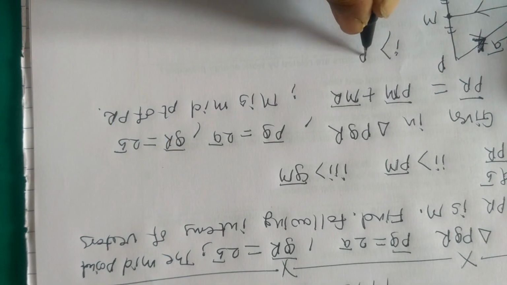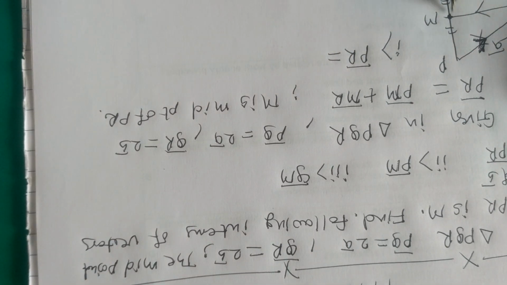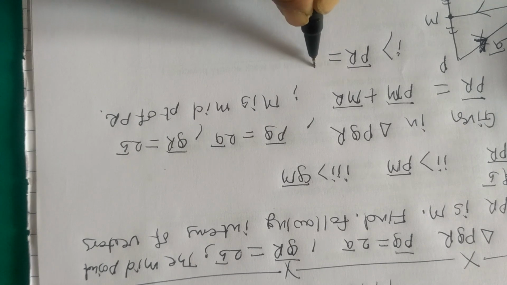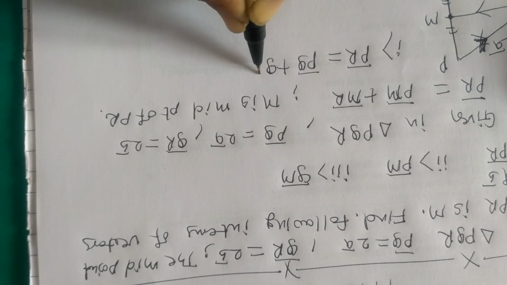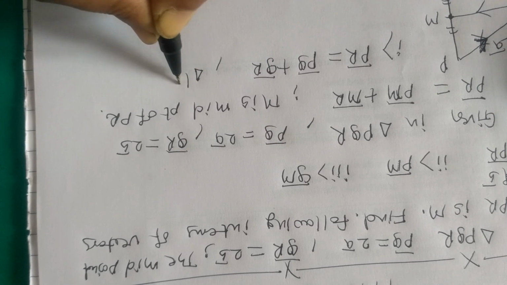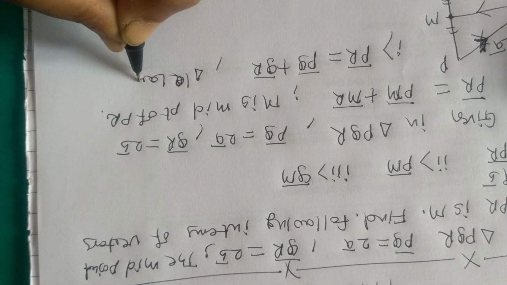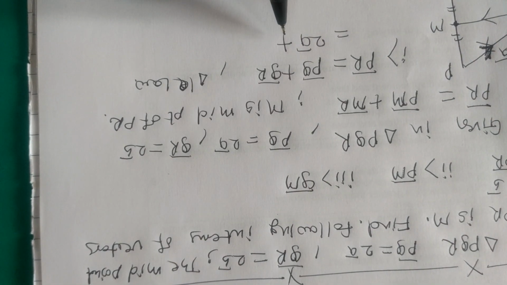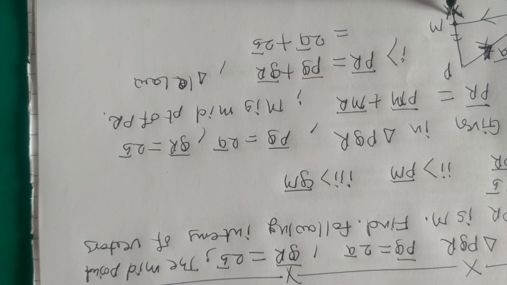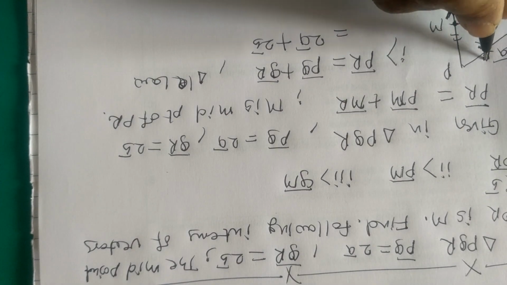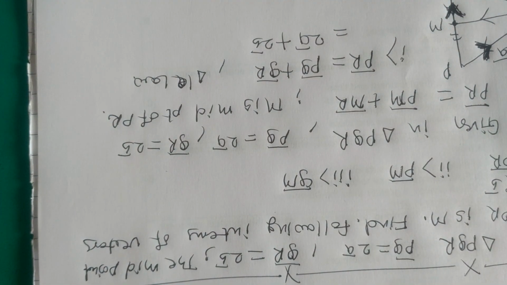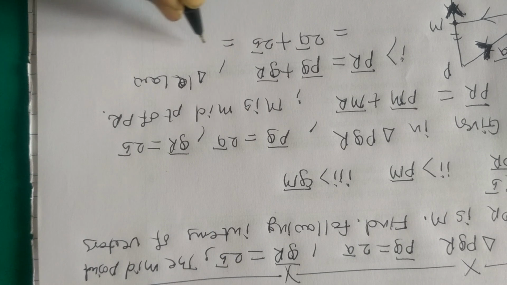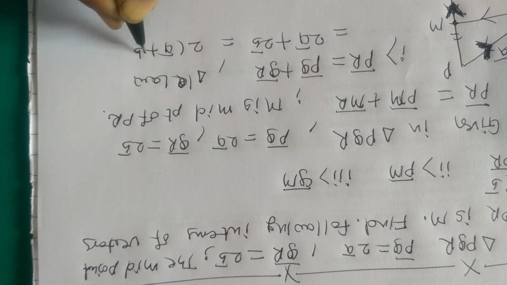First question, PR bar. In the triangle, PR bar is equal to PQ bar plus QR bar, by the triangle law. We take PQ bar equal to 2A bar and QR bar equal to 2B bar, so the vector PR bar gives this direction. So PQ bar plus QR bar is equal to PR bar, which means 2 times A bar plus B bar.